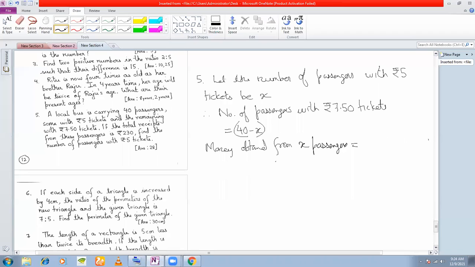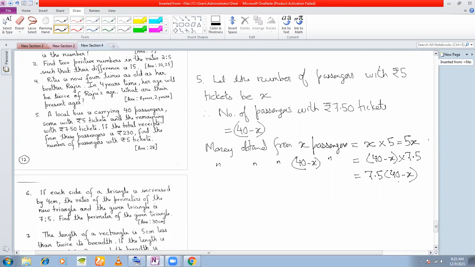Second, money obtained from 40 minus X passengers. What ticket do they have? 40 minus X passengers have 7.5 rupees tickets. So what is the money obtained from them? 40 minus X into 7.5, which you can write as 7.5 into 40 minus X.